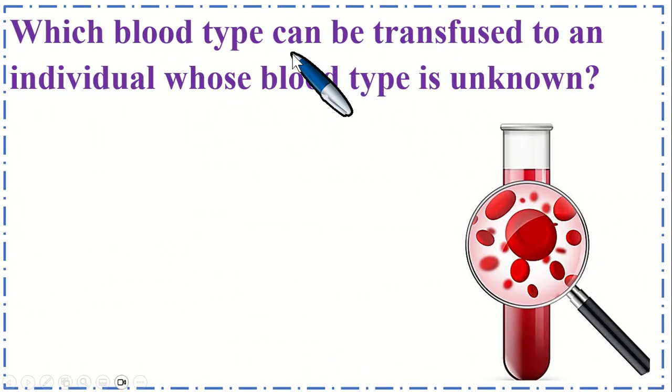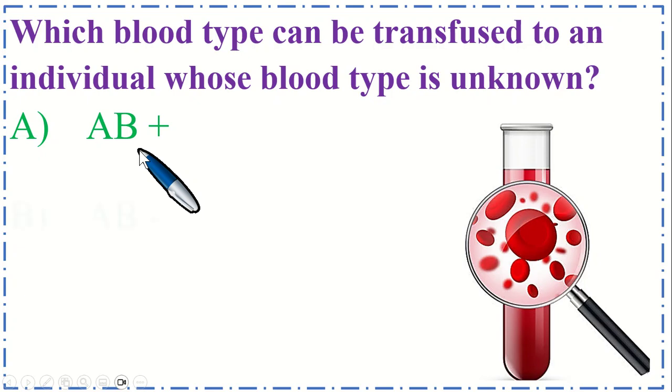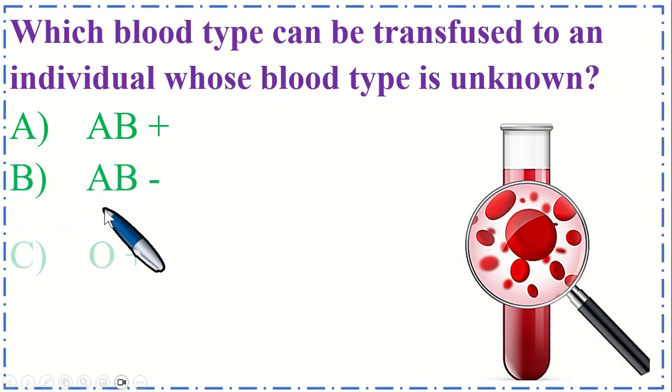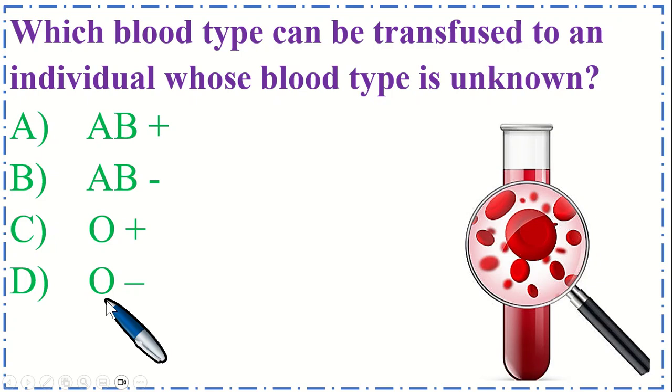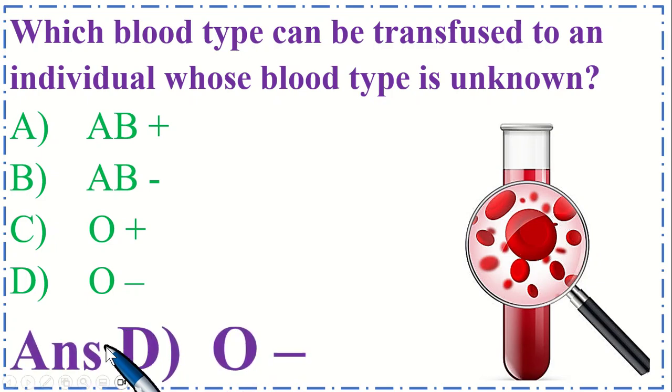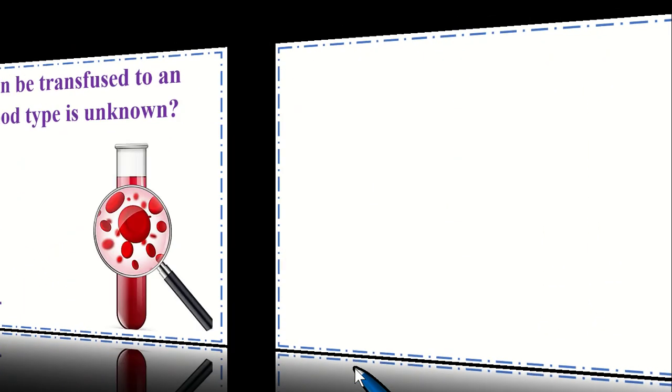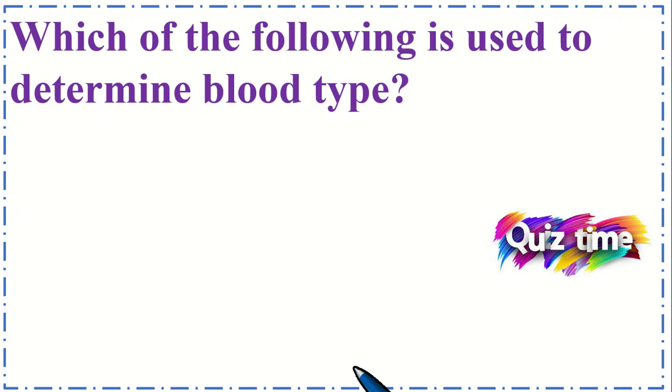Which blood type can be transfused to an individual whose blood type is unknown? Option A, AB positive; B, AB negative; C, O positive; and option D, O negative. So this is a so easy MCQ. So the correct option is option D, O negative. This is a very important MCQ.